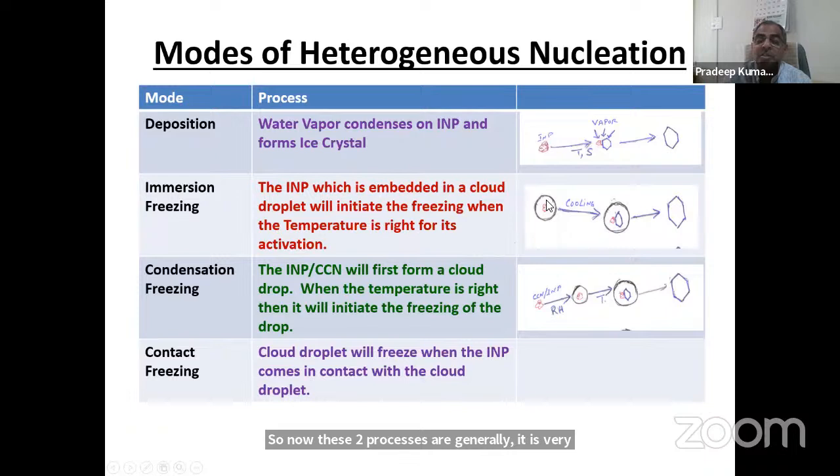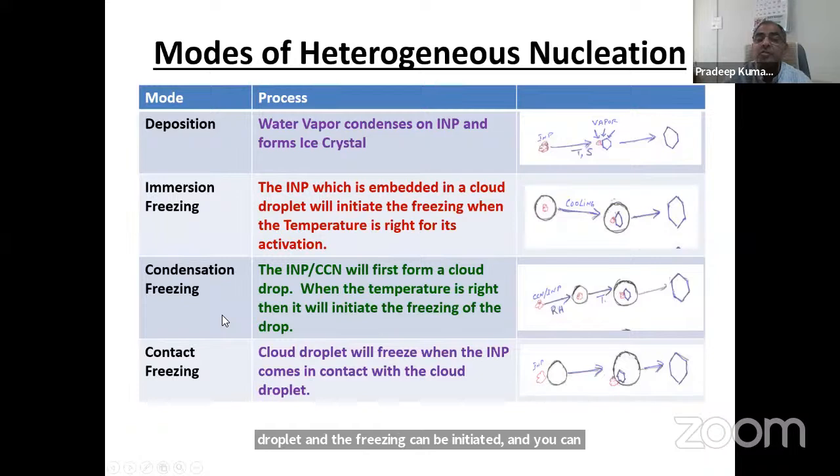And the last process is contact freezing. Contact freezing is when a droplet is there, and it comes in contact with the ice nucleating particle, which can initiate the freezing from outside. So an ice nucleating particle comes in contact with the droplet, the freezing is initiated, and you get an ice crystal. So these are the four different modes of heterogeneous nucleation.